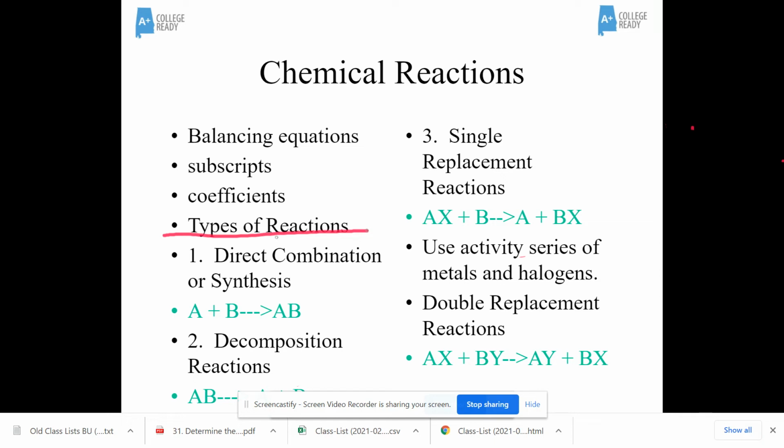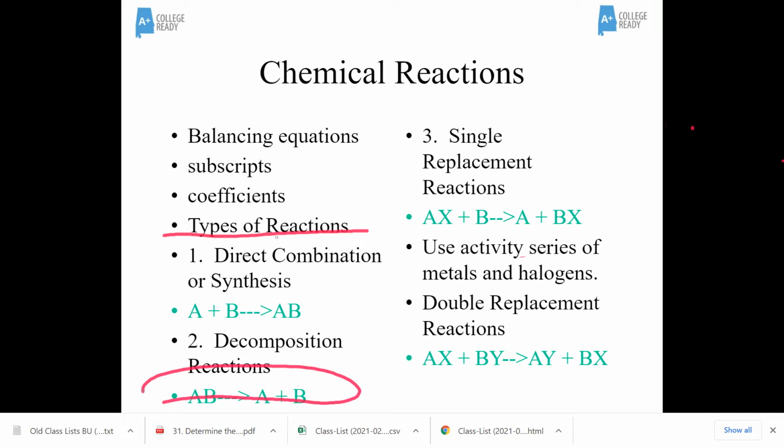All right, so we have basically four types of reactions. Direct combination or synthesis reactions, where we're literally just adding two things together and boom, you make a product. We have decomposition reactions, where we are splitting up one thing into two things.